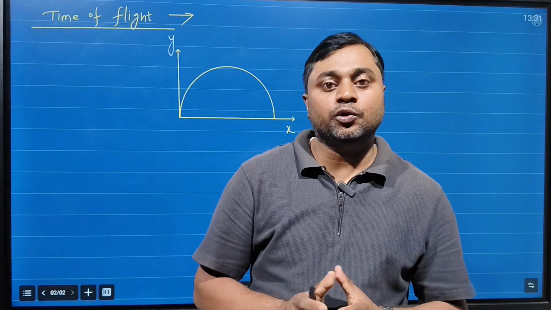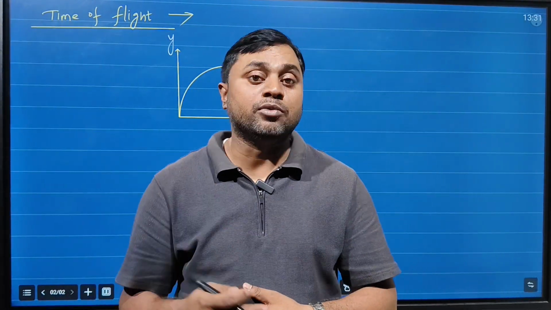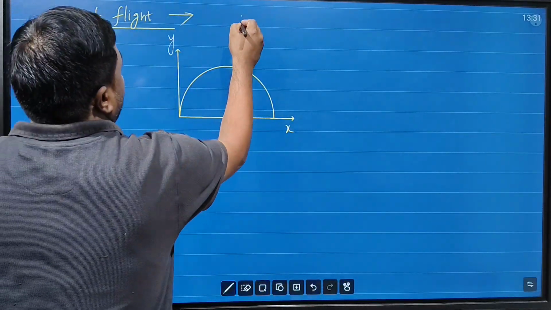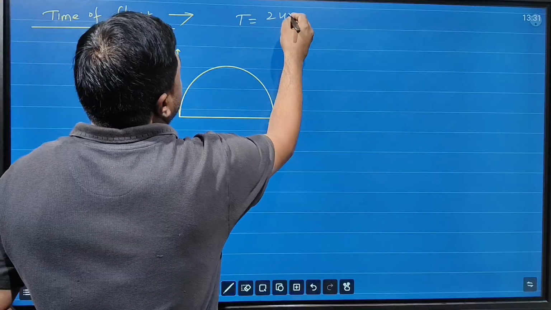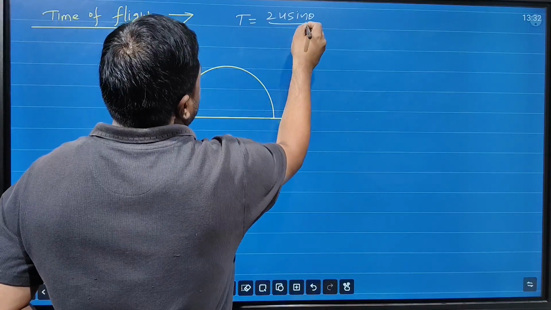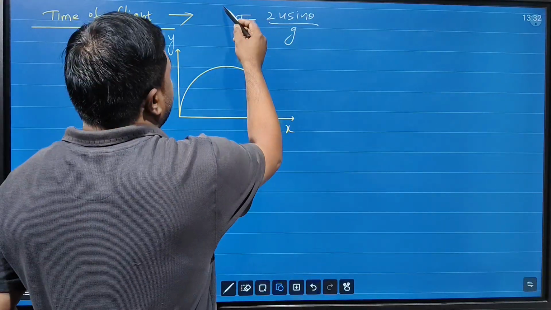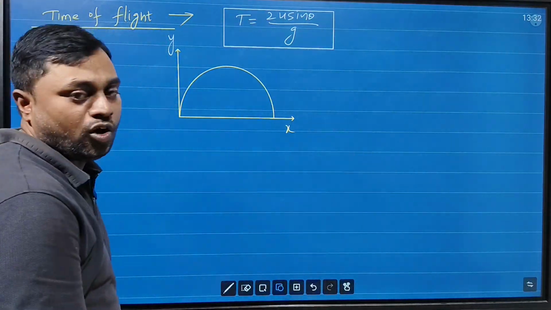Hello friends, in this video we are going to learn the derivation of time of flight of a projectile motion. That is, time of flight, what is the formula? 2u sin theta upon g. This derivation we are going to learn. So please watch the video till the end, you will understand each and every concept.